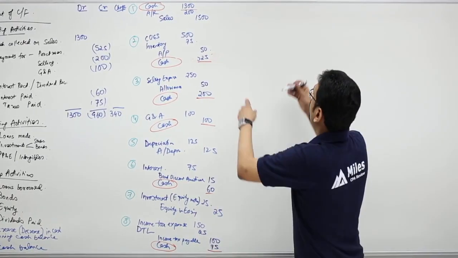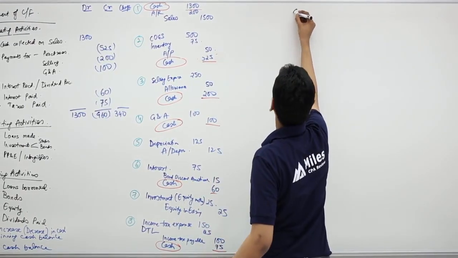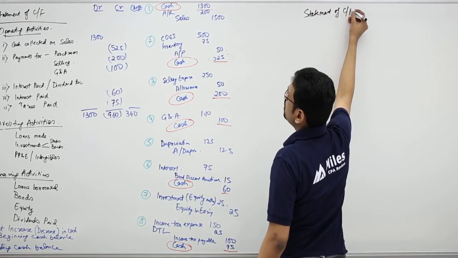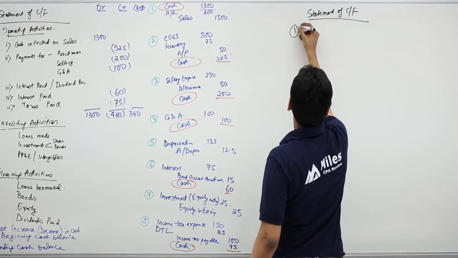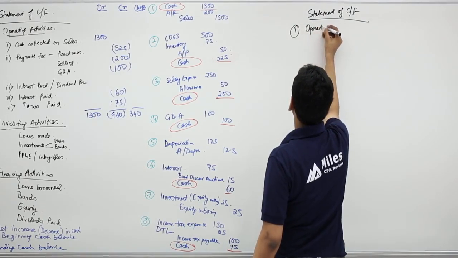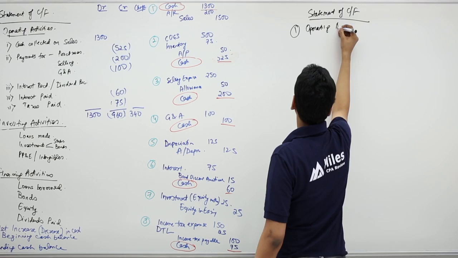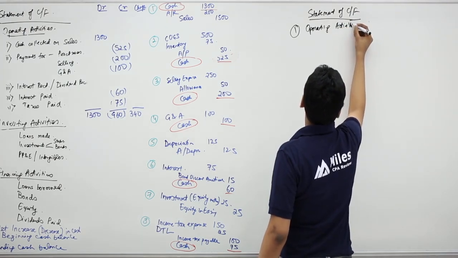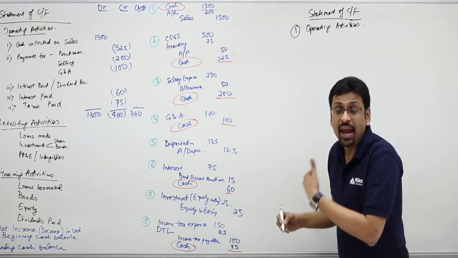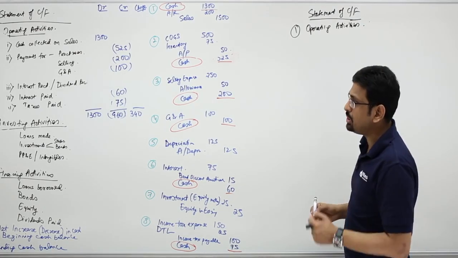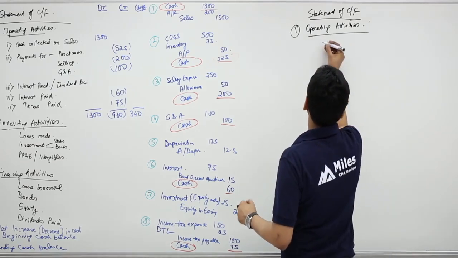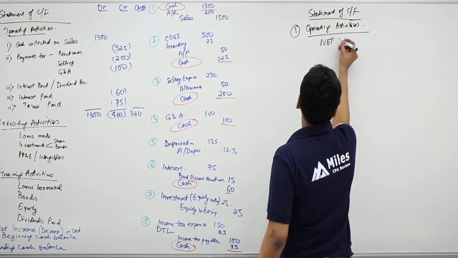Again, we're looking at the statement of cash flows, and looking at the operating activities section. So the first number here is going to be the net income from the income statement. On the income statement, we have $350 net income. So that's your first number out here. Net income.